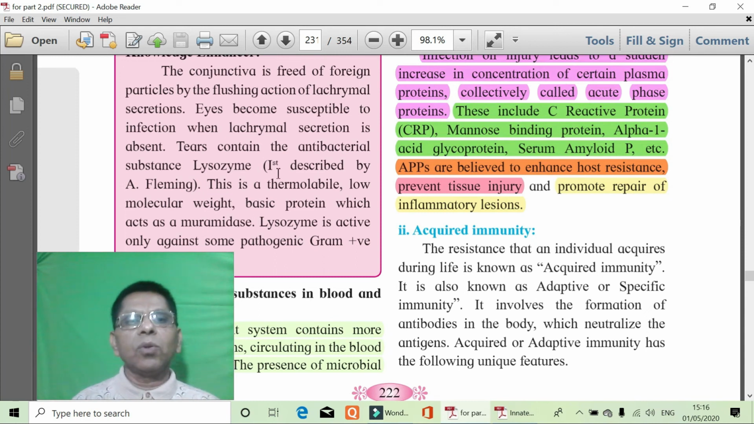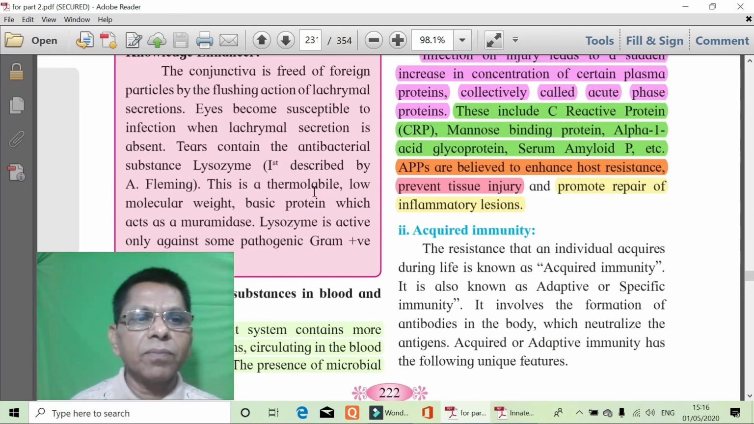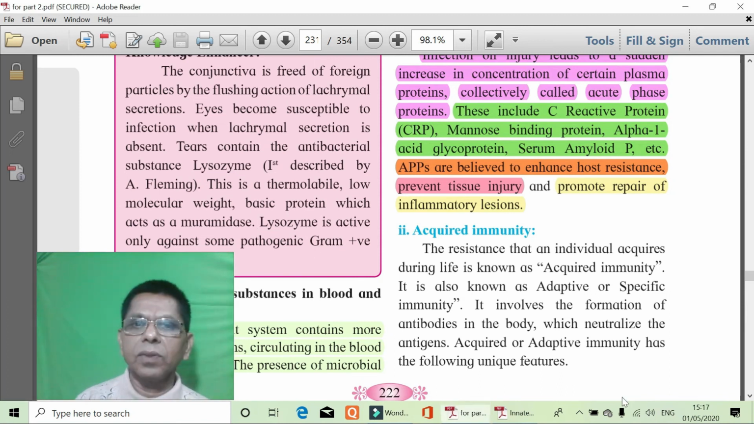The lysozyme was described for the first time by Alexander Fleming. The lysozyme is thermolabile. It means that its action depends on a certain range of temperature. Then it has a low molecular weight. It is a basic protein which acts as a muramidase. So muramidase is nothing but lysozyme. So my dear students, this is how we have studied the physical and physiological barriers of the innate immunity system from the textbook of Maharashtra.